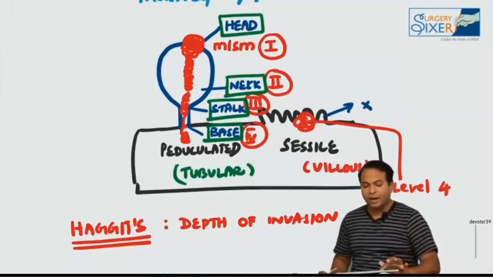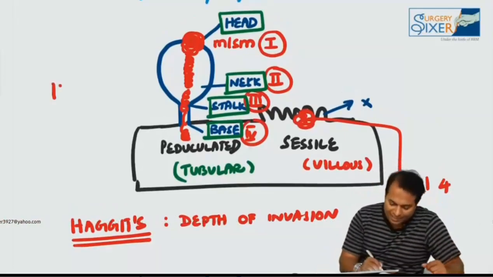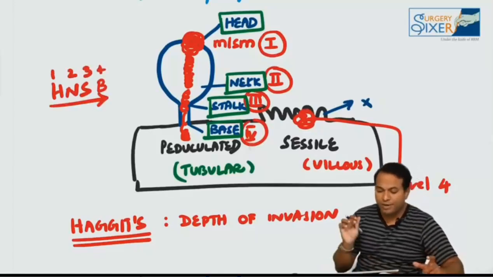So this is Haggitt's criteria of infiltration of polyps with cancer. I used to remember it as HNS: head, neck, stalk. HNS is level 1, 2, 3, and then coming to the base is level 4 for tubular adenomas. For sessile adenomas, there is only one level, that is level 4.